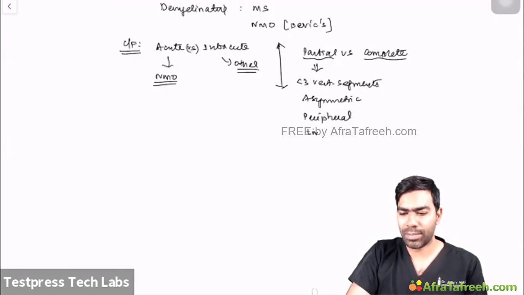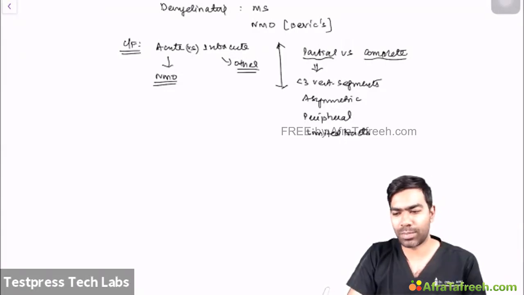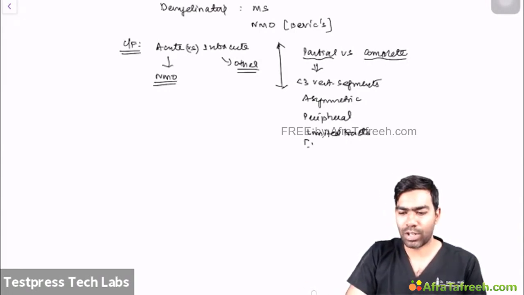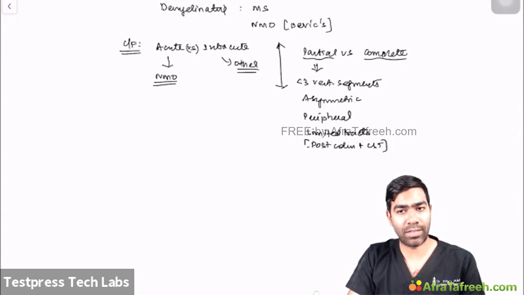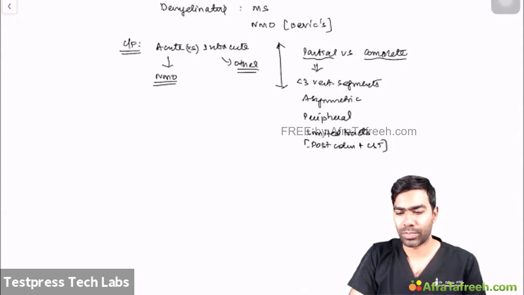They will affect only limited tracts. Again, like a compressive lesion, they will involve mostly the pyramidal tract and the posterior column. Sometimes the spinothalamic tract may be spared. Very commonly, they will involve the posterior column and the corticospinal tract. The spinothalamic tract may be spared, and they can have a dissociative kind of sensory loss also.